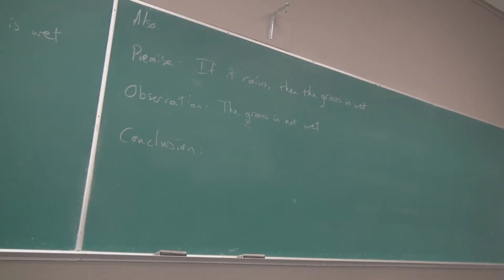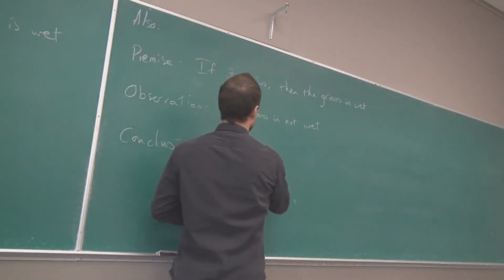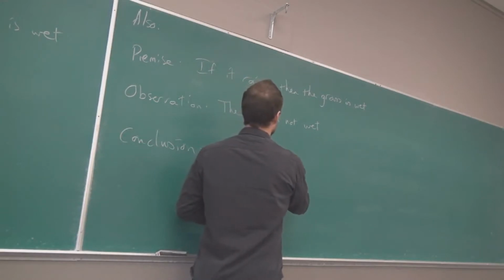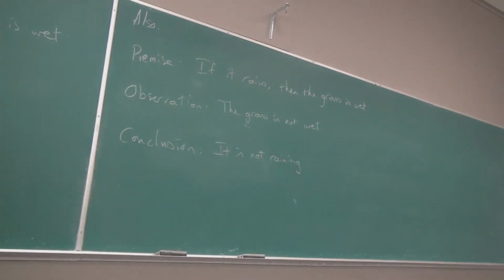What do you conclude beyond any doubt? It couldn't have rained. However you want to say it, it is not rain. Because if it rained, the grass would be wet. You're looking outside, you see dry grass, meaning it cannot be raining.